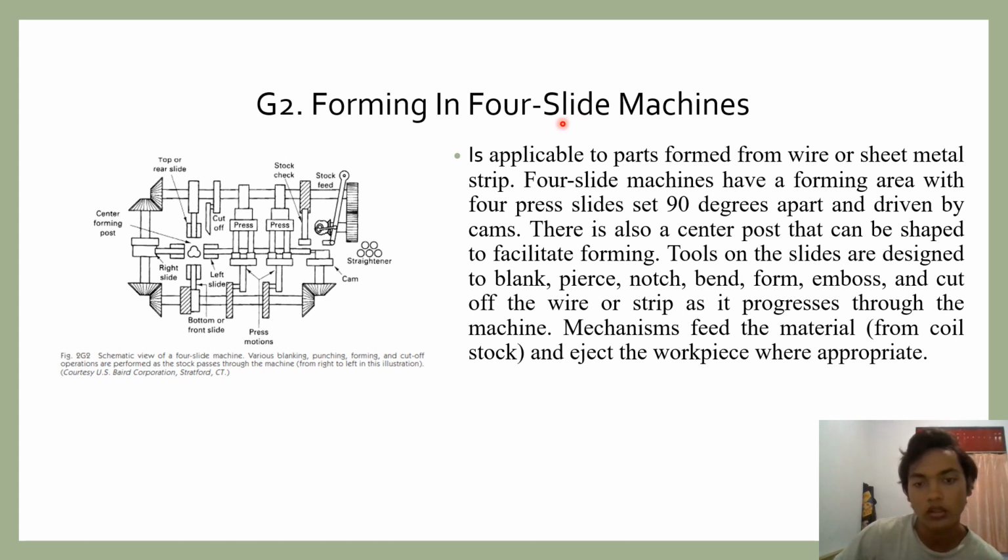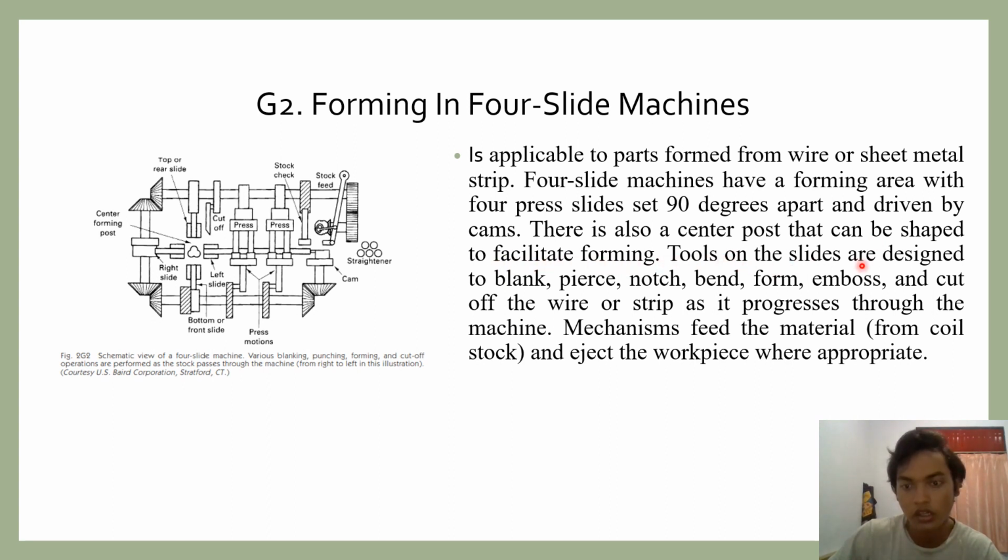G2, forming in a four-slide machine, is applicable to perform from wire or metal strip. The four-slide machine has a forming area with 4 slides set 90 degrees apart and driven by cams. There is also a center forming slide that can be set to facilitate forming.